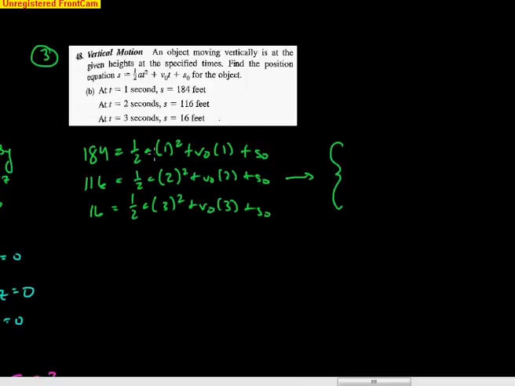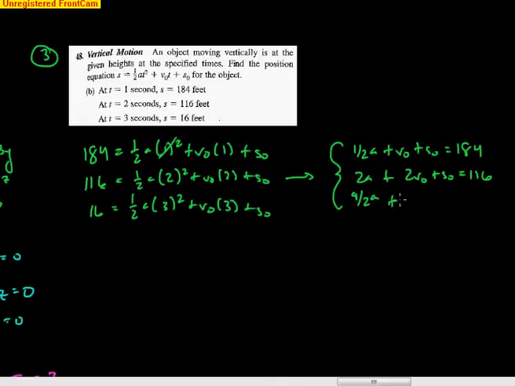So we have this one goes away. So we have 1/2 a plus v sub 0 plus s sub 0 equals 184. 1/2 times 4 is 2, so this is 2a plus 2v sub 0 plus s sub 0 equals 116. And the bottom one, 9 times 1/2 is 9/2 a plus 3v sub 0 plus s sub 0 equals 16.